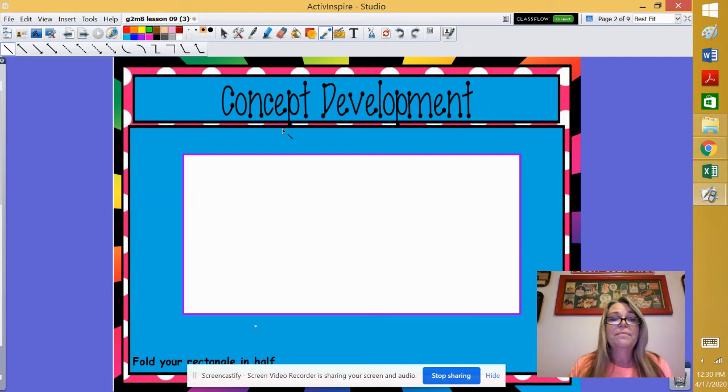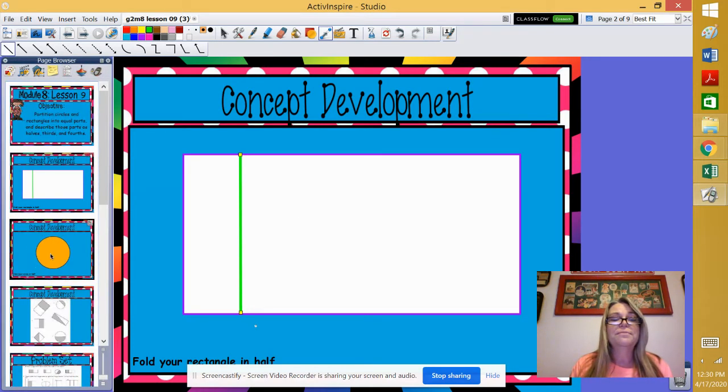So let's look. Did I partition this rectangle into halves? Why not? Good job. This side is a lot smaller than this side. If this was a candy bar, I would not want this part. I would want this part. All right? Remember, when we talk about halves, we're talking about 2 equal parts.